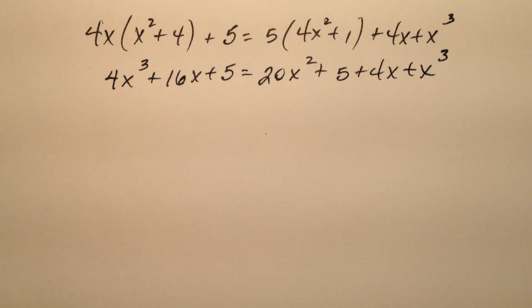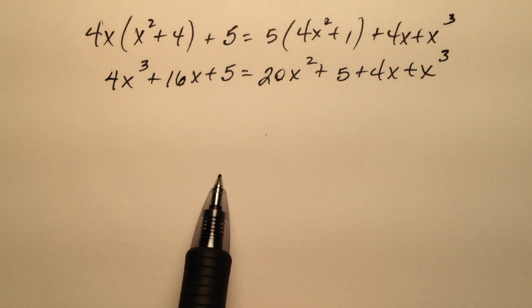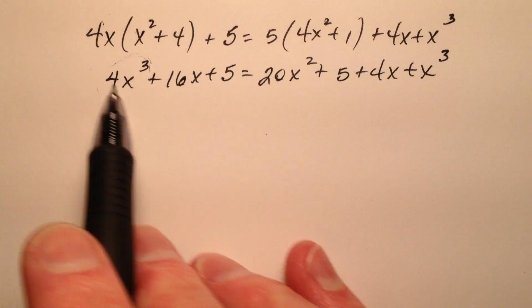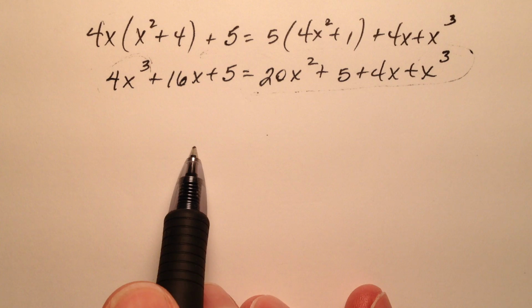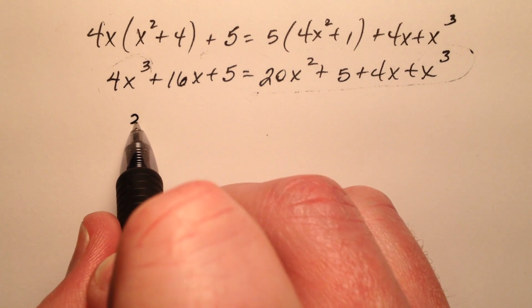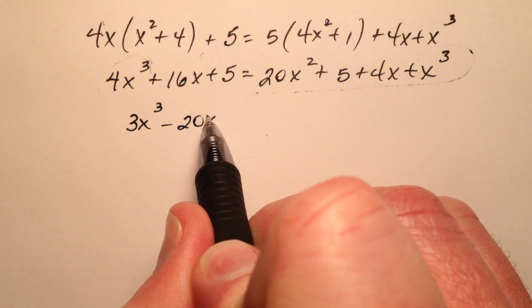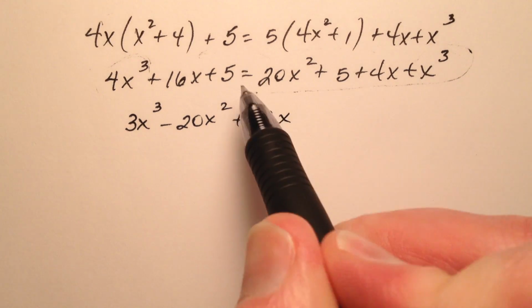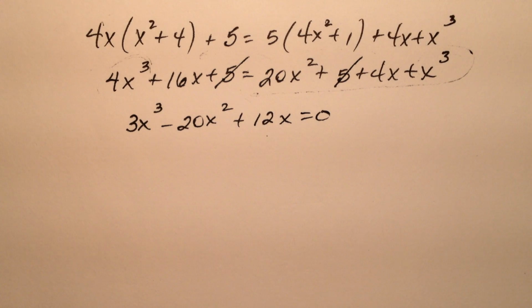x cubed. So I would like to push all of these terms over to one side of the equals sign. And to do that, I would like to see which one my highest degree term is going to be positive. So I have a 4 and a 1. So I'm going to go ahead and push all of these terms over to the left side. So I'll have a 3x cubed. It looks like a minus 20x squared. A plus 12x. And it looks like these 5's will cancel, so I don't have those terms anymore.